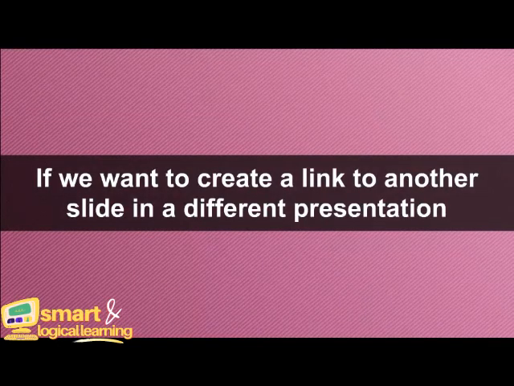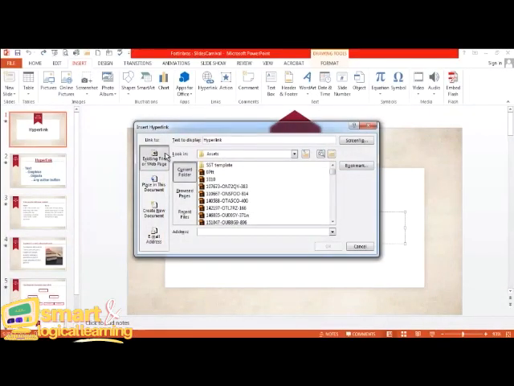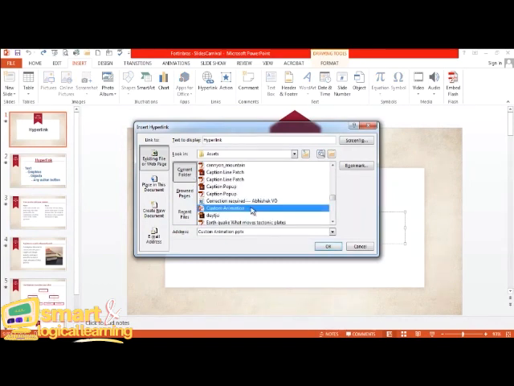If we want to create a link to another slide in a different presentation, click on Existing File with which you want to create a link or web page. Move to the correct folder and select the presentation with which you want to create the link. Click OK.